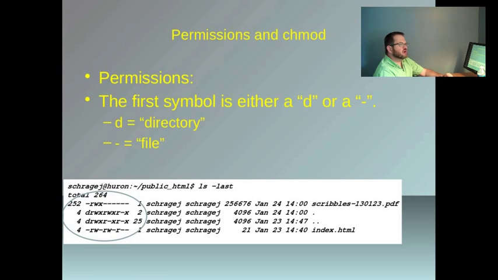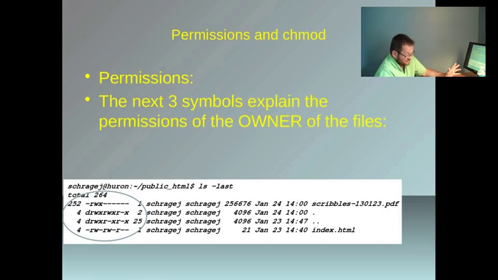The first symbol on there is either a D or a dash, and it tells us what this file is. Is it a directory or is it a file? Okay, remember directory is another word for like folder. So in this case, dot dot, which is the parent directory, is a D, and dot, which means the current directory, is a D. But scribbles and index.html are dash. They're a file. Okay, it's surprising how often you don't even know what you're looking at, if that's a folder or that's a file.